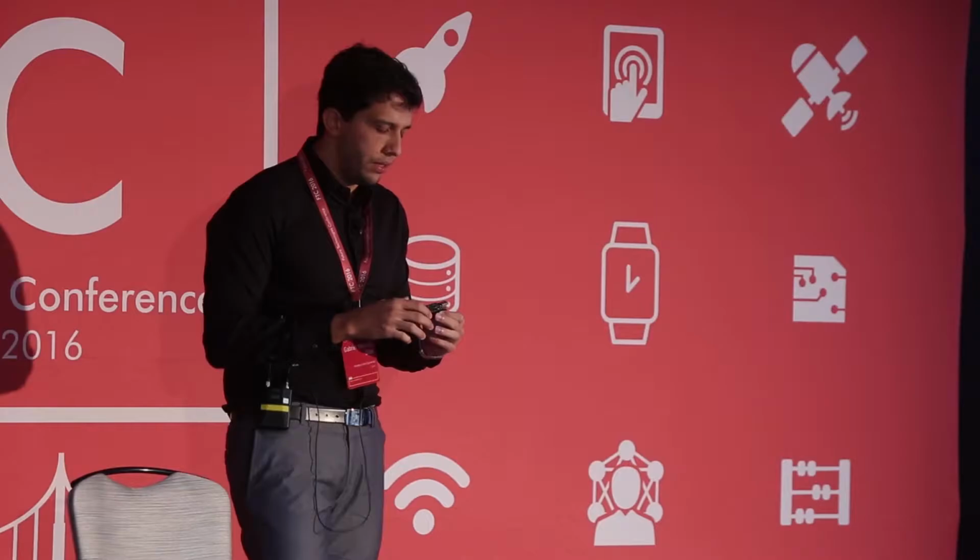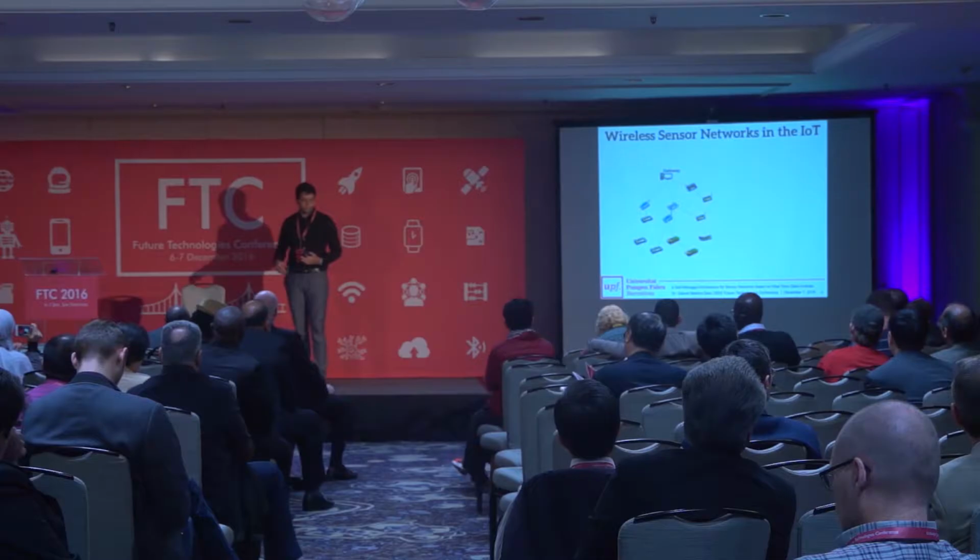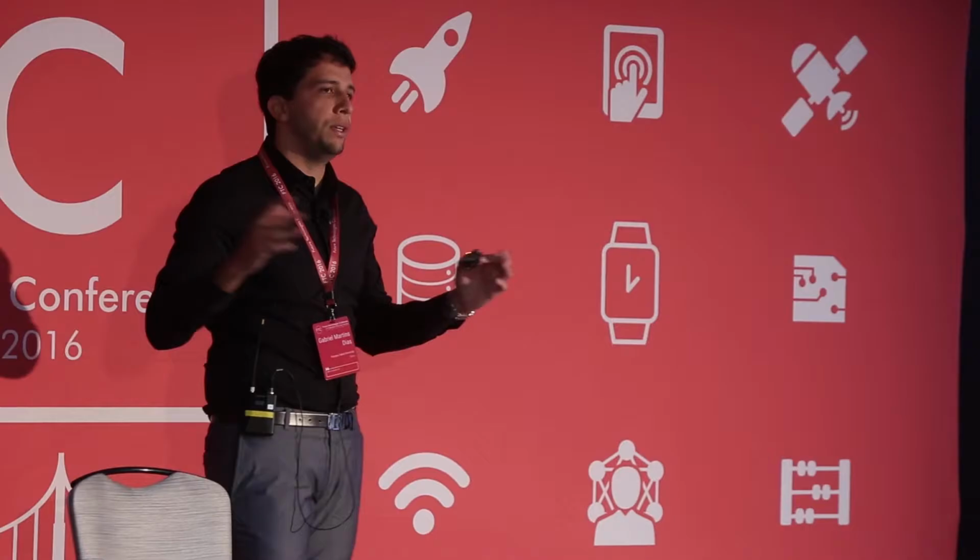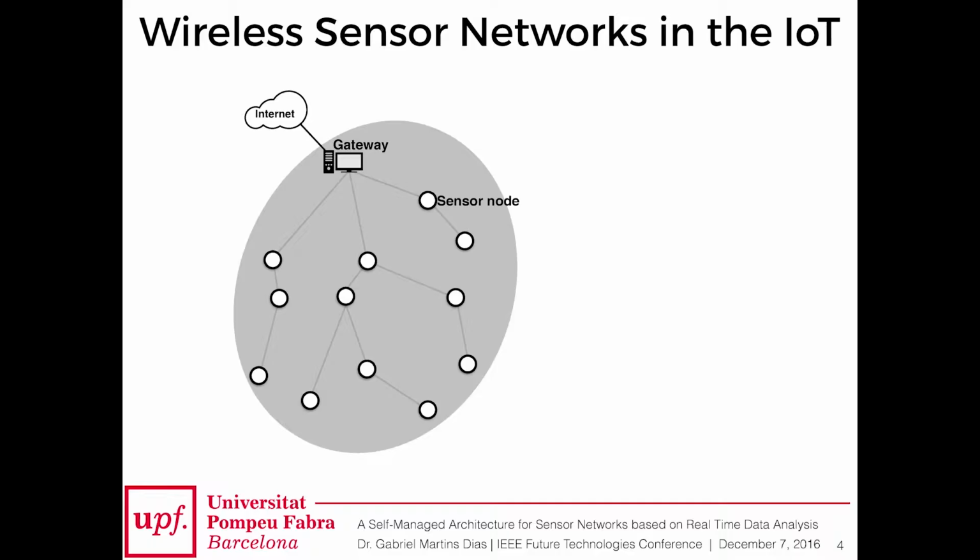So if we put all these nodes together, they communicate with each other, as I said, and we can build a wireless sensor network. This wireless sensor network usually collects data from the environment, and all this information is transmitted to a gateway. And this gateway is then connected to the internet. So this is the big picture. This is what a wireless sensor network looks like.